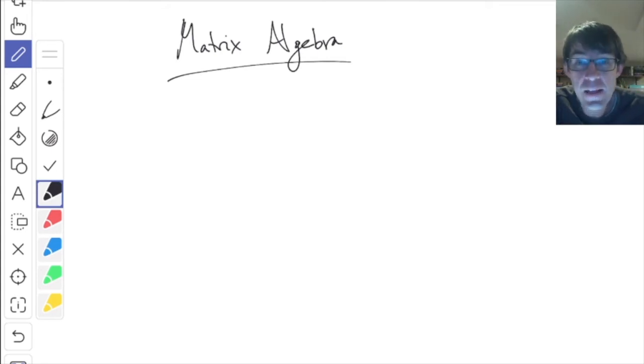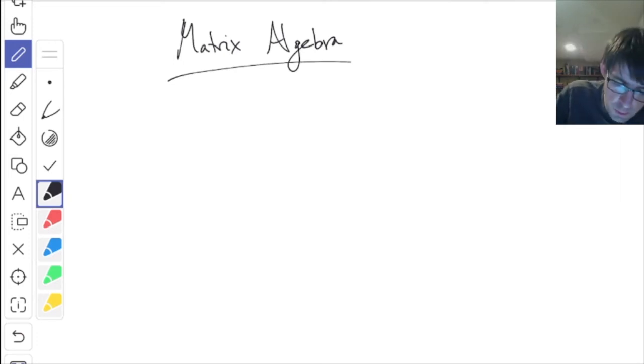Matrix adding is not very interesting. You can add two matrices which have the same size, and you just add the entries in each corresponding position. Also, you can multiply a matrix by a scalar, a constant. You just copy that constant onto every entry of the matrix. Matrix multiplication is more interesting.